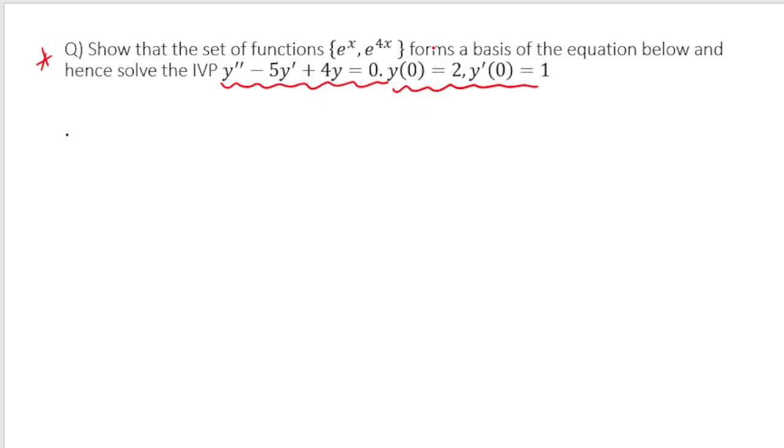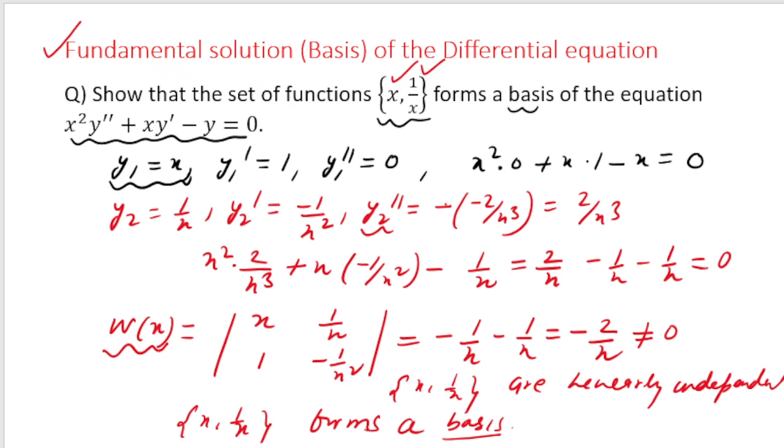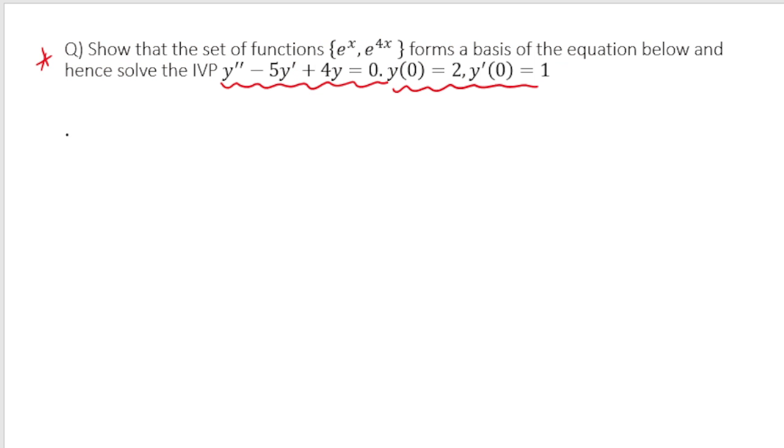For the initial value problem, they have given us these conditions. To understand this, because this question contains two parts. The earlier question just had one part, where I showed that they form a basis, but after it is proved that it forms a basis, we also have to solve the initial value problem. So let me solve it, and then I will talk about the other aspects of it.